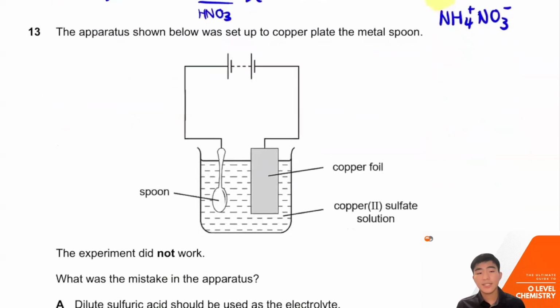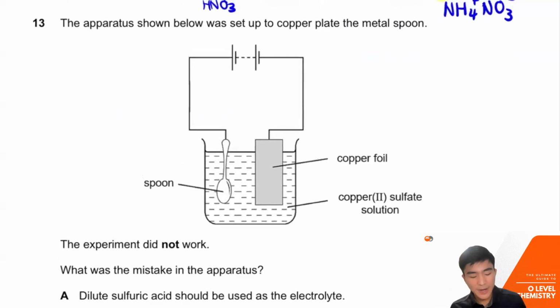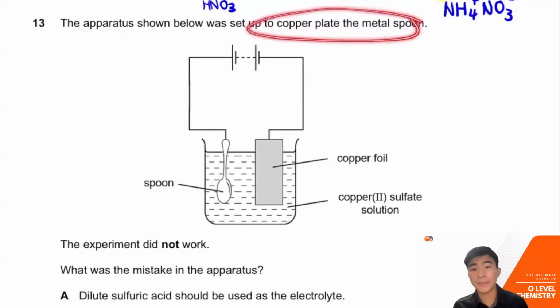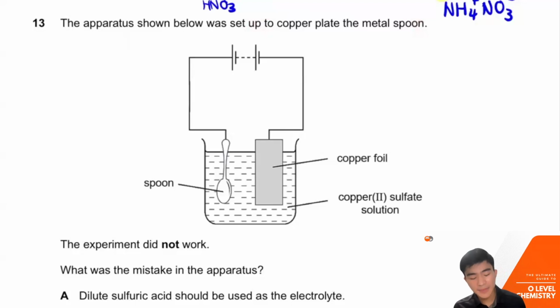Okay, now this one is an interesting question, electrolysis. Now, the apparatus shown was used to copper plate a metal spoon. So that means I want copper to be plated on the spoon. I want the spoon to be coated with copper metal. Now, can you look at this question?